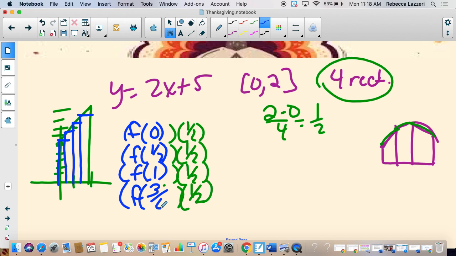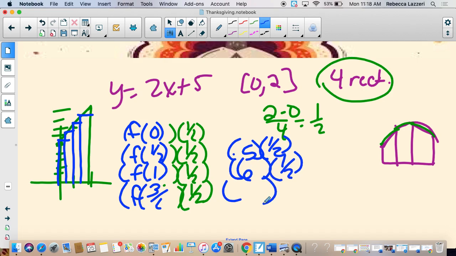All right, you could have just done this. f of 0 is 5 times 1/2. That's 5, not 0.5. And then f of 1/2 was 6, I think, right? Look at your homework. f of 1 was 7. And I don't mind you dealing with fractions. f of 3/2 would have been 8. And so I could do 5/2 plus 6/2 plus 7/2 plus 8/2.